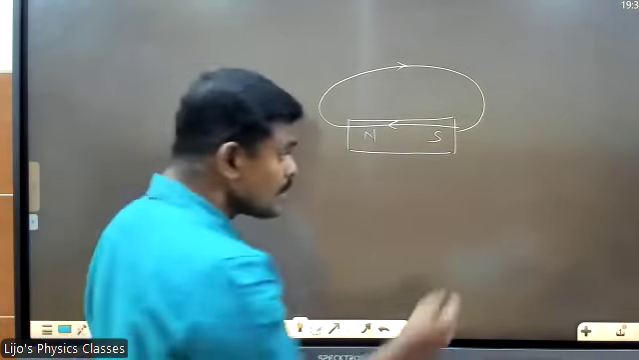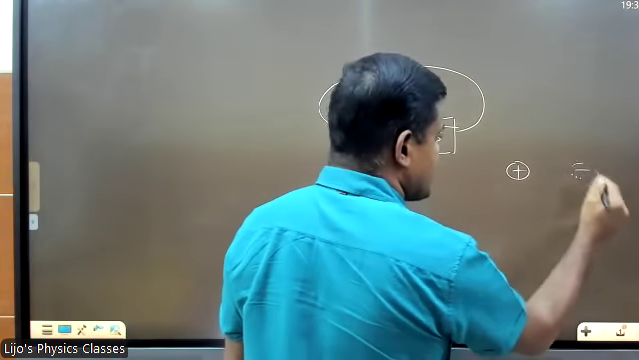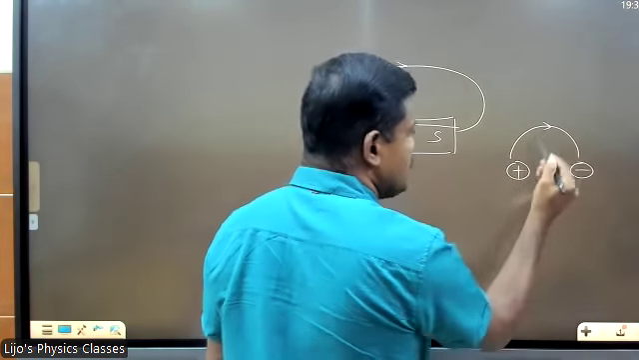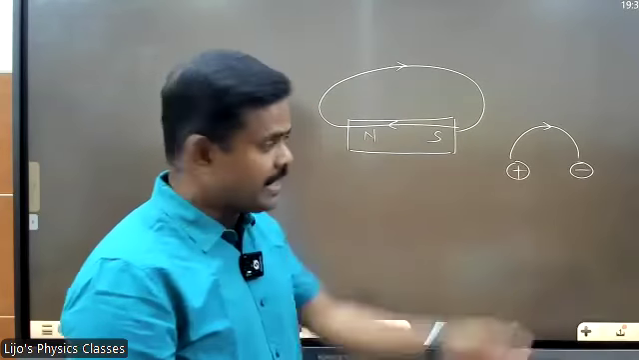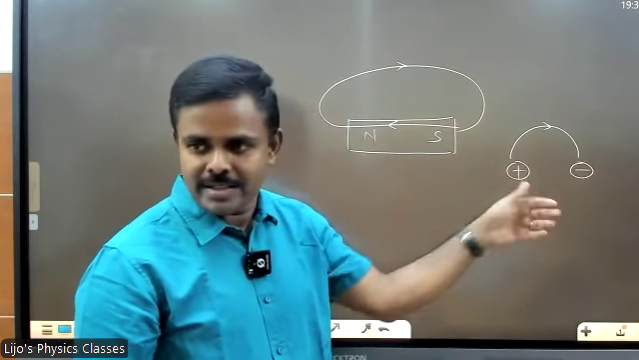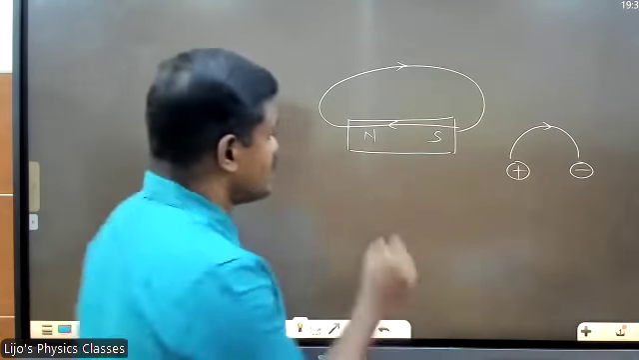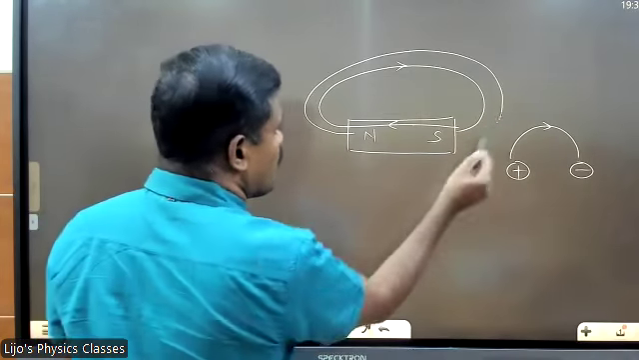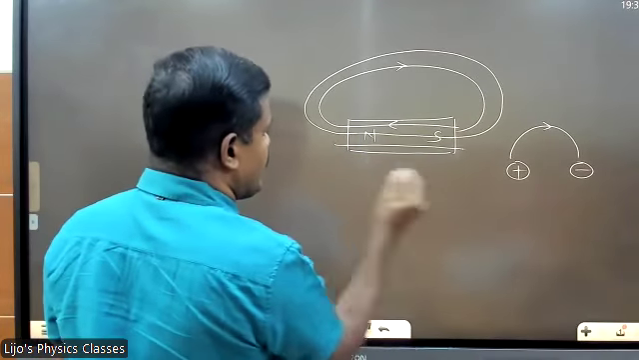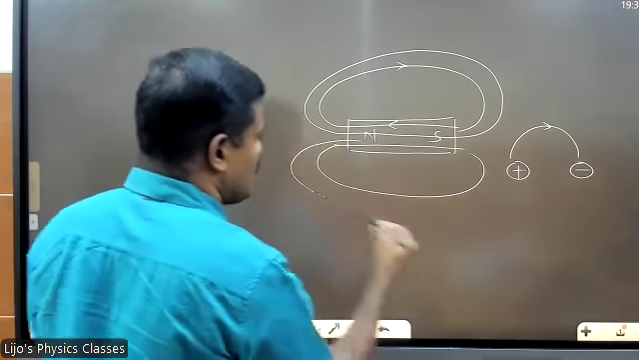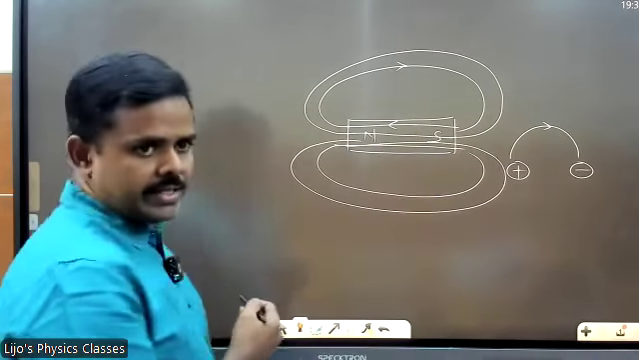Unlike an electric dipole. Electric dipole, they start from positive, they end on negative. But they'll never come back to positive. Correct. They don't form closed loops. So, I can draw any number of lines I want. These are magnetic field lines. Magnetic field lines are imaginary lines, right?